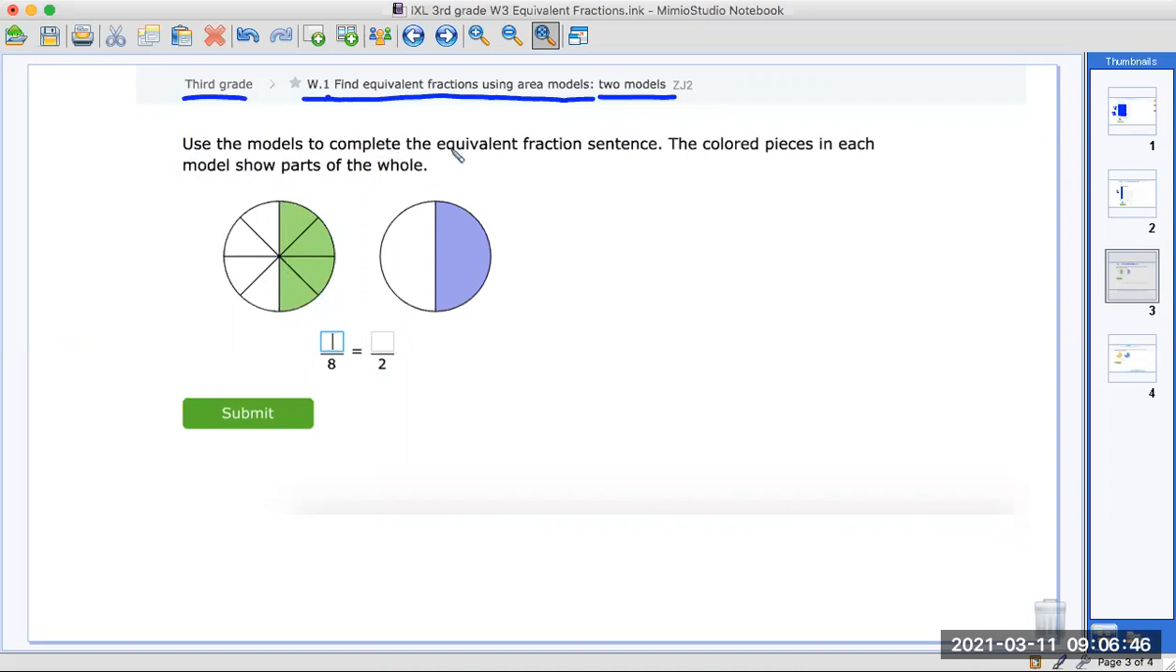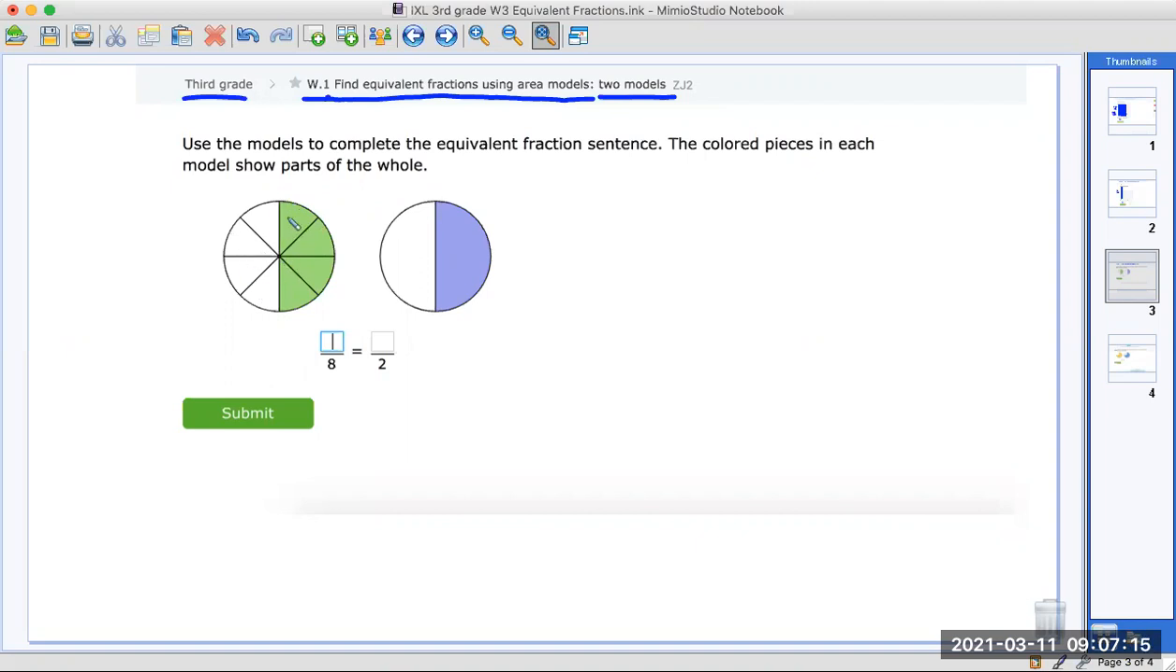Use the models to complete the equivalent or same fraction sentence. The fraction sentence is this one down here. So you have to put a number into these squares. The colored pieces in each model show parts of the whole. So look at the first round model here. Think of it as a pizza. It has how many slices?